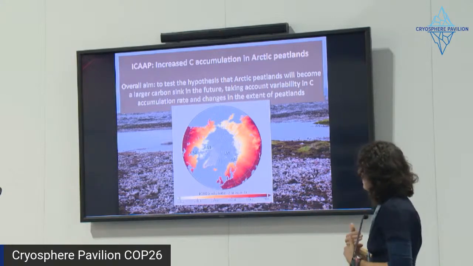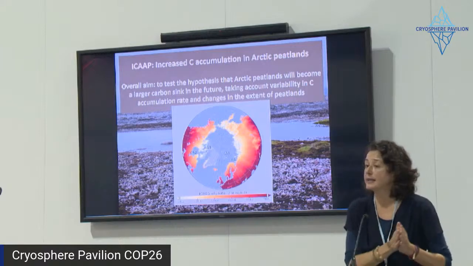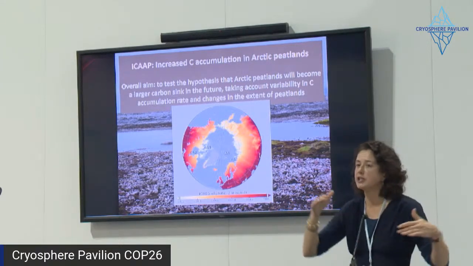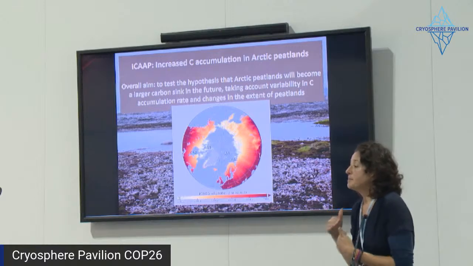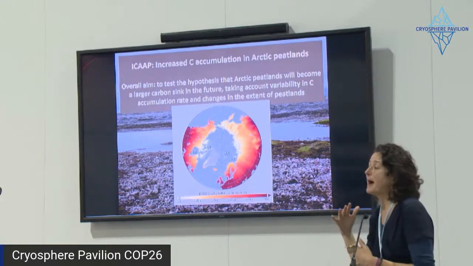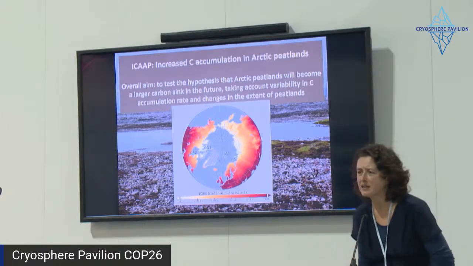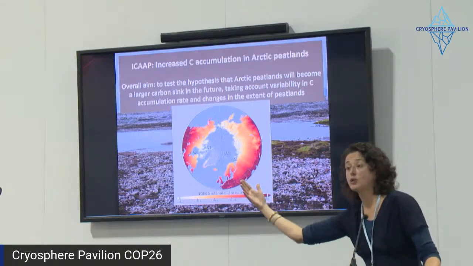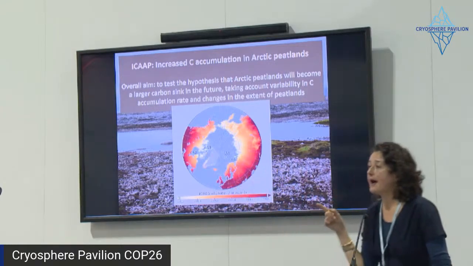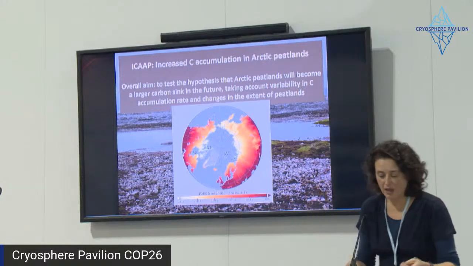And the idea is that all biomes are tending to shift northwards in the northern hemisphere, poleward, I should say, and peatlands will do the same. So we will see a shift of the peatland biome northwards. And we want to see if that is the case. Can we detect that these peatlands are expanding towards the north? So we are going to these high Arctic places in search of peatlands.